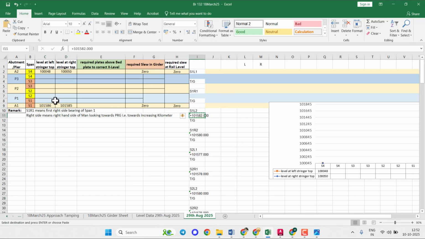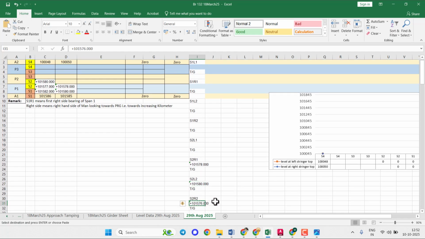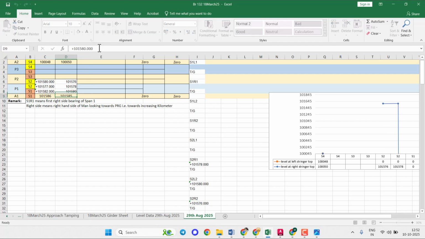S1 L2. So this is S1 L2. This is S1 R2, S2 L1. This is S2 L1. This is S2 R1. Alright. This is S2 L2. And this is S2 R2. Alright, अब इसको जो है इसका प्लस साइन हटा देते हैं.